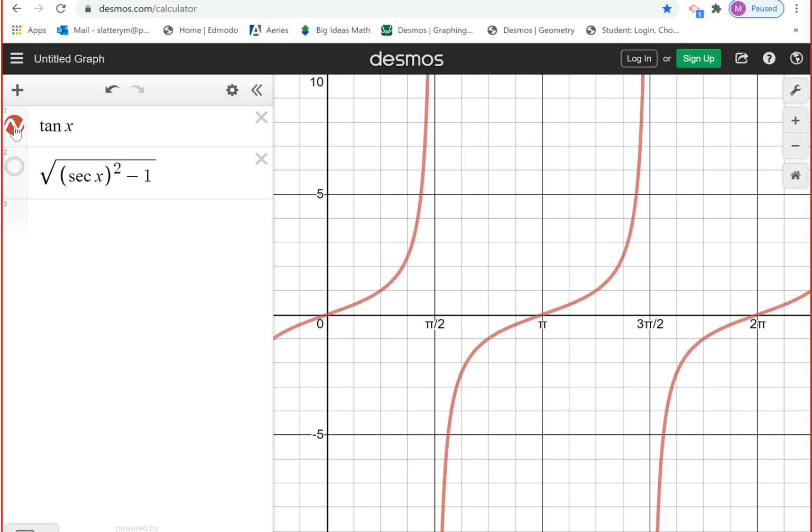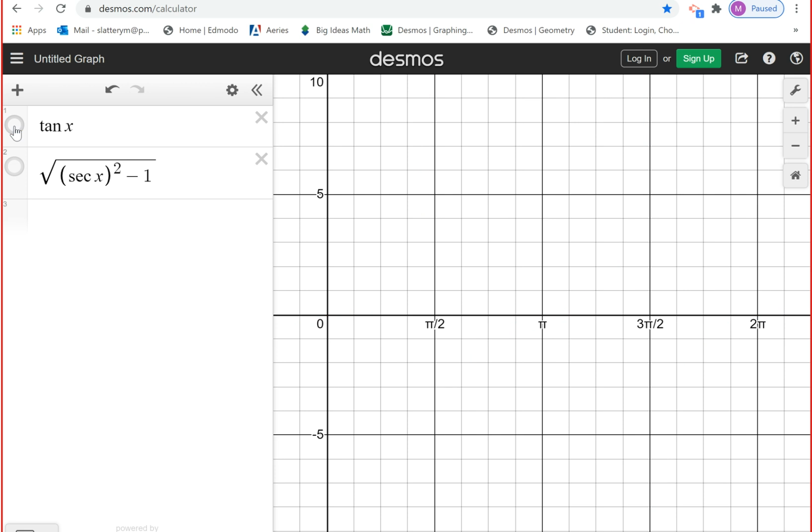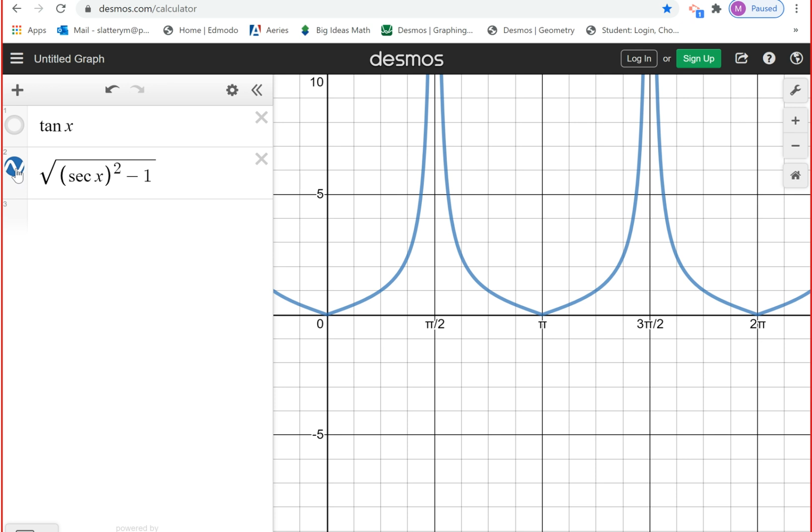So if I turn on tangent, we should already know what tangent looks like, but there's what we see for tangent. That looks like our tangent graph. That's perfect. So that's in red. I'm going to turn off tangent, and then I'm going to turn on the square root of secant squared minus 1. And that's what that looks like. Oh, interesting. Okay, so I've seen both of them independently. I can see that those negative regions of tangent don't exist on this square root of secant squared minus 1 graph. So let me go ahead and turn tangent back on.